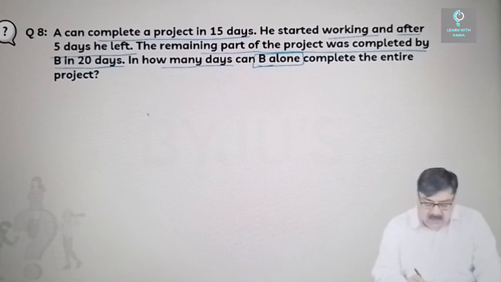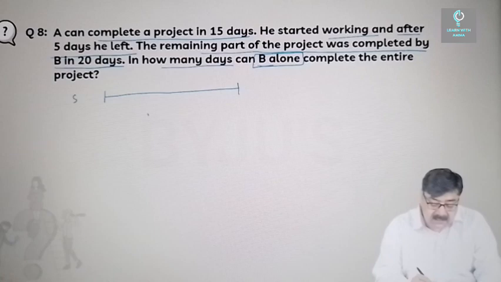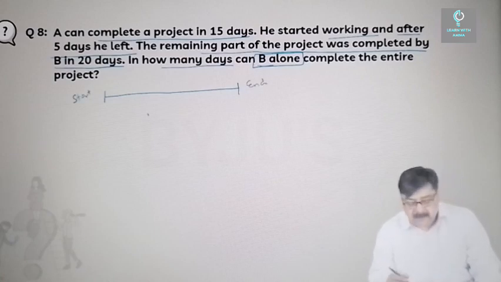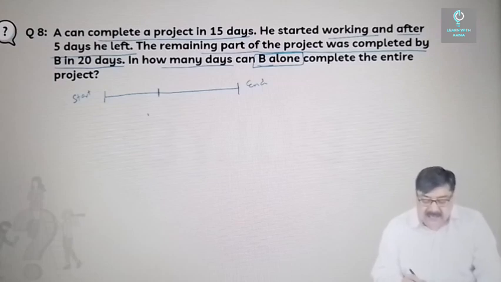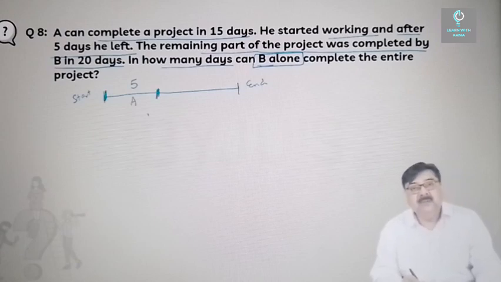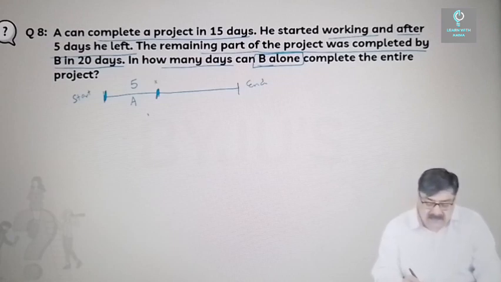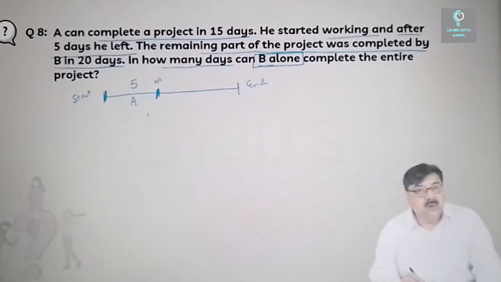Now I will use a timeline here. Now why I call it a timeline? This is the starting date and this is the ending date, let us say. Now it is given that initially A is working alone, and what did he do? A worked alone for 5 days. So from here to here, this is 5 days period, A has worked alone. Now what happened after 5 days? Well, A left. Now who's working on this project? B alone is working.